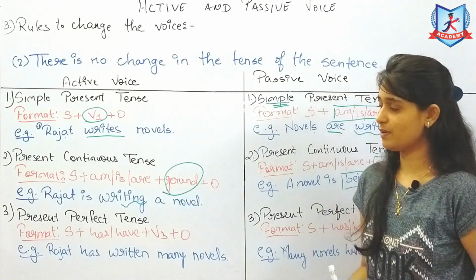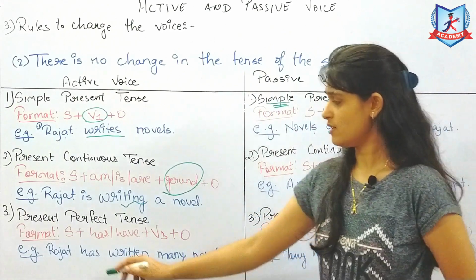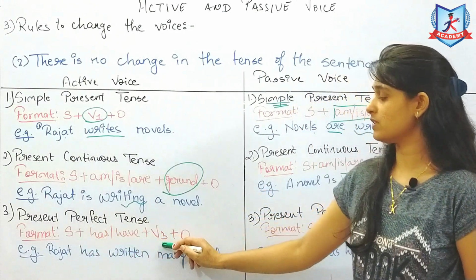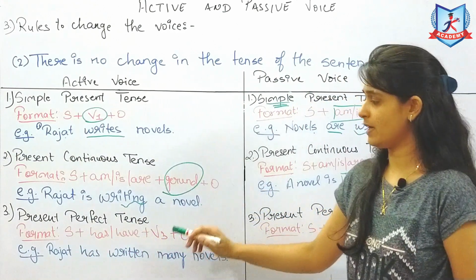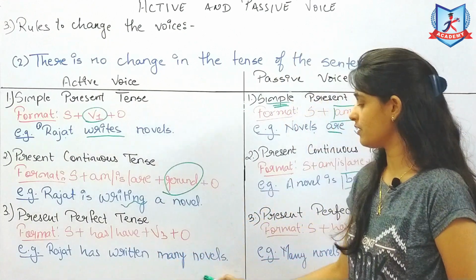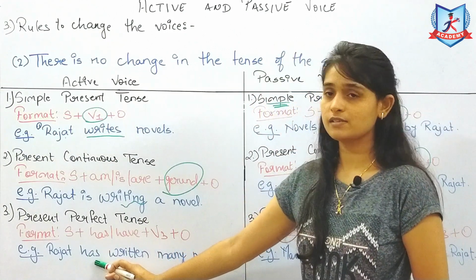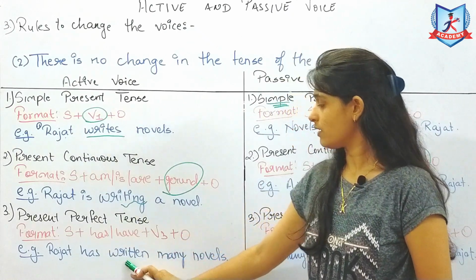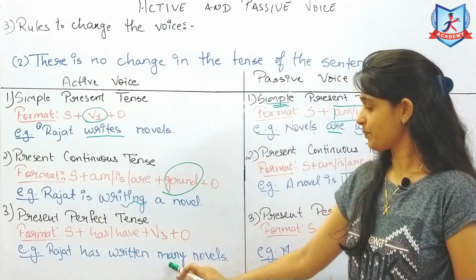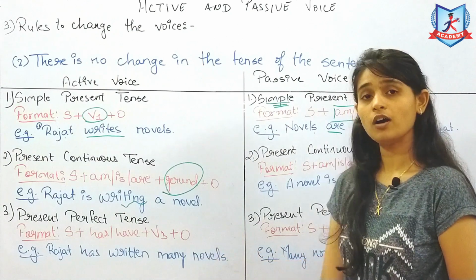Now present perfect tense. प्रेजेंट परफेक्ट टेंस की फॉर्मेट होती है सब्जेक्ट प्लस हैज हैव प्लस V3 प्लस ऑब्जेक्ट. My example, Rajat has written many novels. So Rajat is my subject plus has because Rajat is singular. Written is a V3 form of the verb. Many novels is our object.